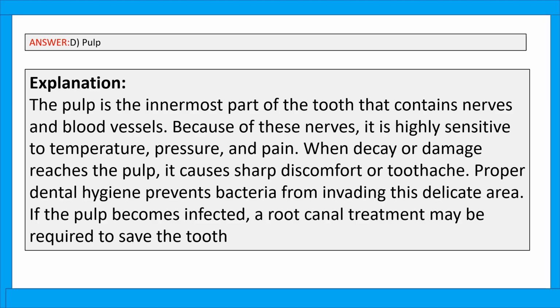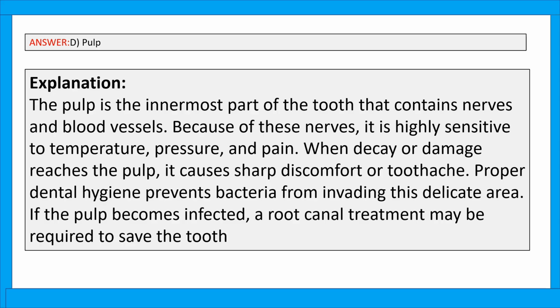The pulp is the innermost part of the tooth that contains nerves and blood vessels. Because of the nerves, it is highly sensitive to temperature, pressure, and pain. When decay or damage reaches the pulp, it causes sharp discomfort or toothache. Proper dental hygiene prevents bacteria from invading this delicate area. If the pulp becomes infected, a root canal treatment may be required to save the tooth.